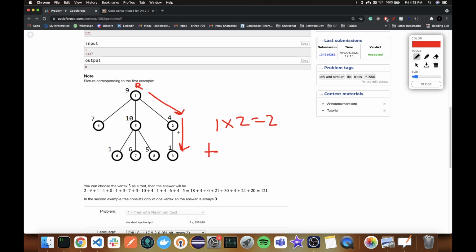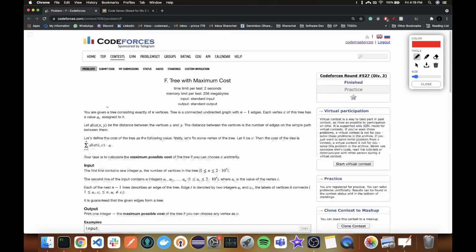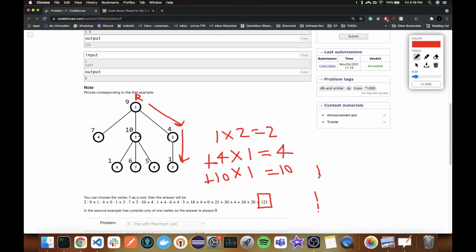For this, it would be value 4 multiplied by distance. For this, it would be 10 times 1 and so on, and keep adding them and you will get this value. So now what we are asked is, of all the possible routings or selections of this vertex as our source vertex, what we have to calculate is the maximum possible sum we can get.